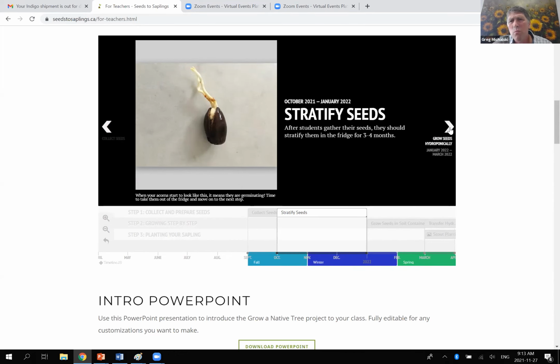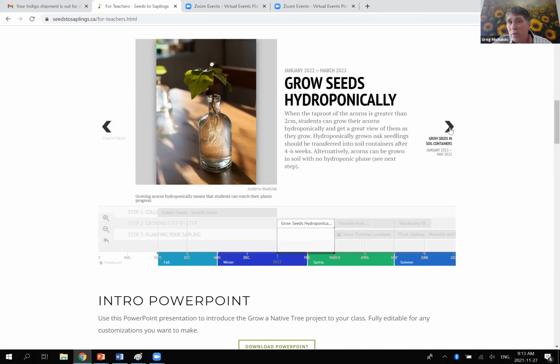With both these species, they usually need 90 to 120 days of cold storage before they start to germinate. So you can see October to often the end of January. Then you start growing the plants in the classroom or at home if you wish.